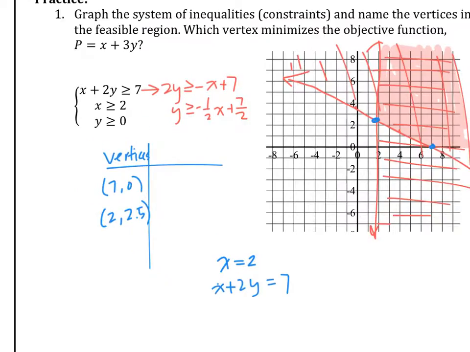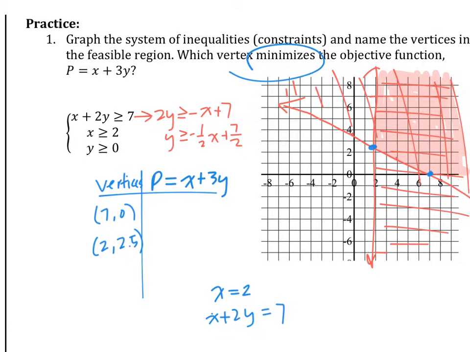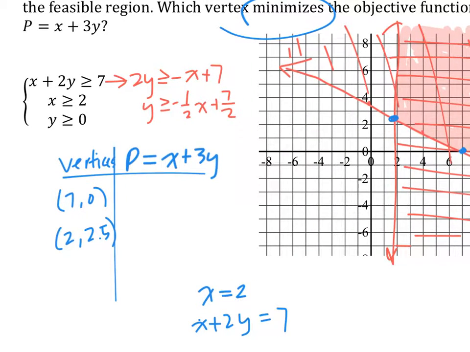All right, the objective function in this case is x plus 3y, and we want to figure out which one is going to minimize. So go ahead and do that. Okay, what's the value from the first vertex? 7. Okay, what's the value from the second vertex? 9.5. So which one's going to minimize? 7, 0. Yes.